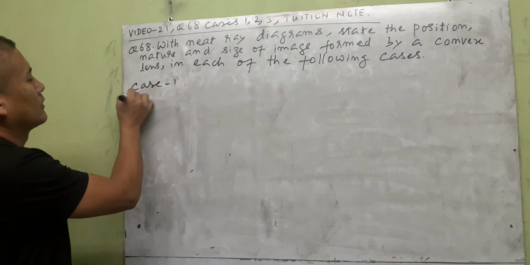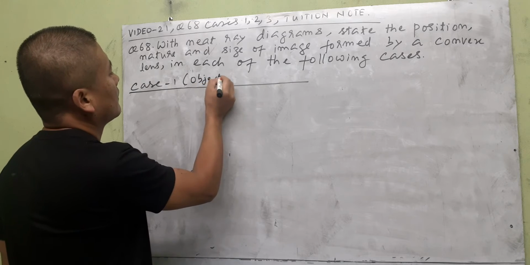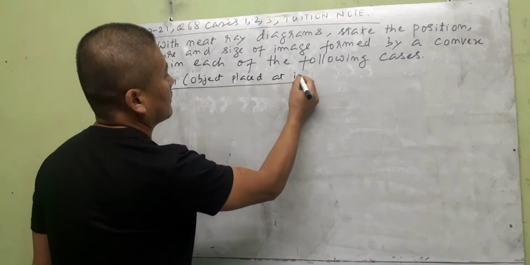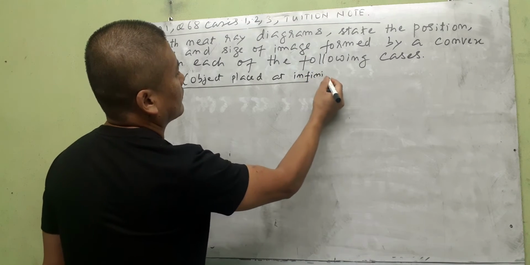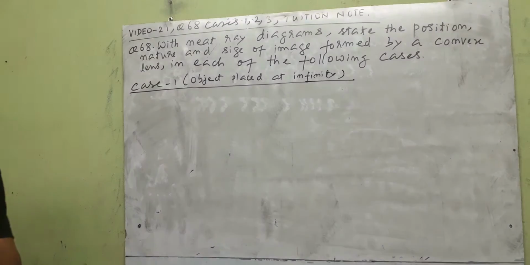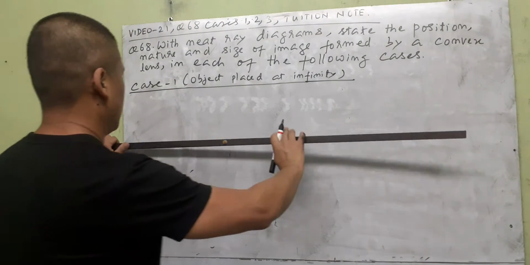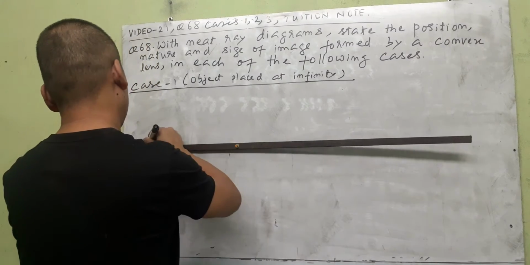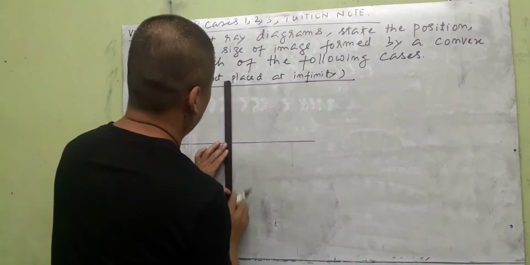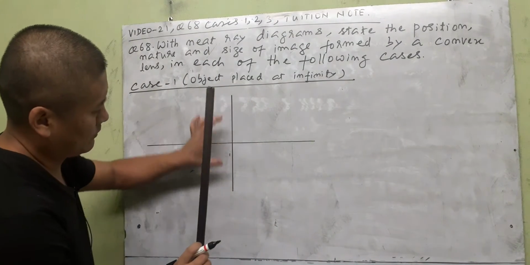So let's take case 1. Case 1 is when the object is placed at infinity, so very far from the lens. Now remember this as we draw. Listen carefully to the first one. Here, draw a line sufficiently long, and then in the middle draw a line 3 centimeter up and 3 centimeter down, or 2 up means 2 down, equal.